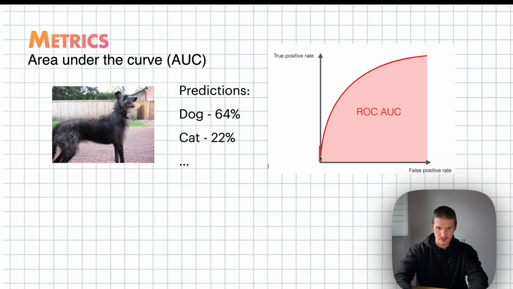So a perfect predictor will look like this, which means that even with an extremely high threshold, it already correctly identifies all the dogs, but doesn't have any false positives. And then a random predictor will usually have an AUC of 0.5, and it corresponds to just a diagonal line in here.